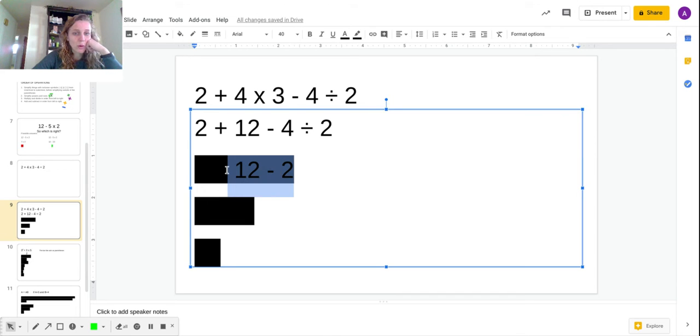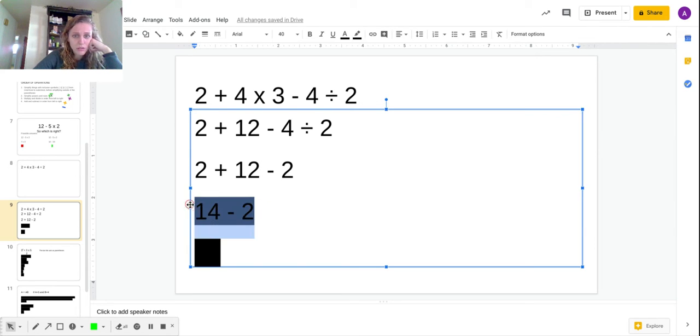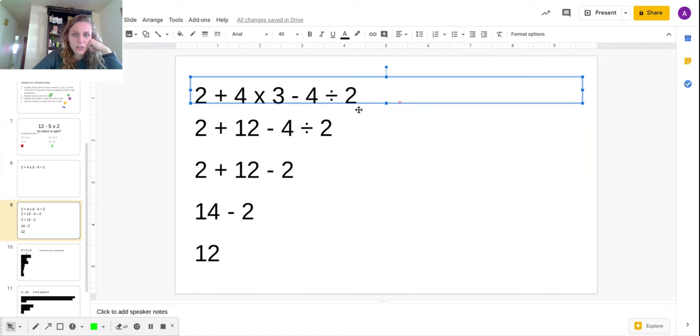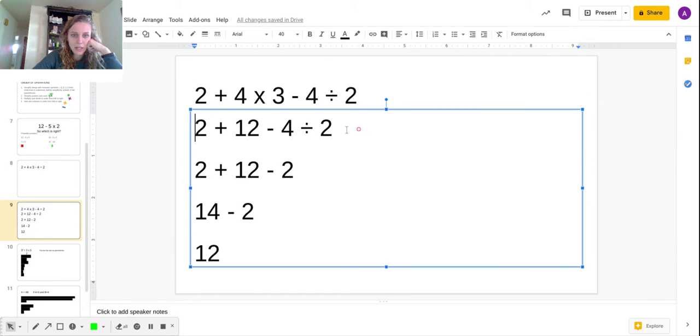Okay, I still have more multiplication and division. So I'm going to do my other division. 4 divided by 2 is 2. So I have 2 plus 12 minus 2. Okay, so now I can just add and subtract from left to right. First I'm going to take 2 plus 12, which is 14. So I have 14 minus 2, and then I'm going to subtract again. So 14 minus 2, as you could probably see right there, is 12. Okay, so first we multiplied and divided.